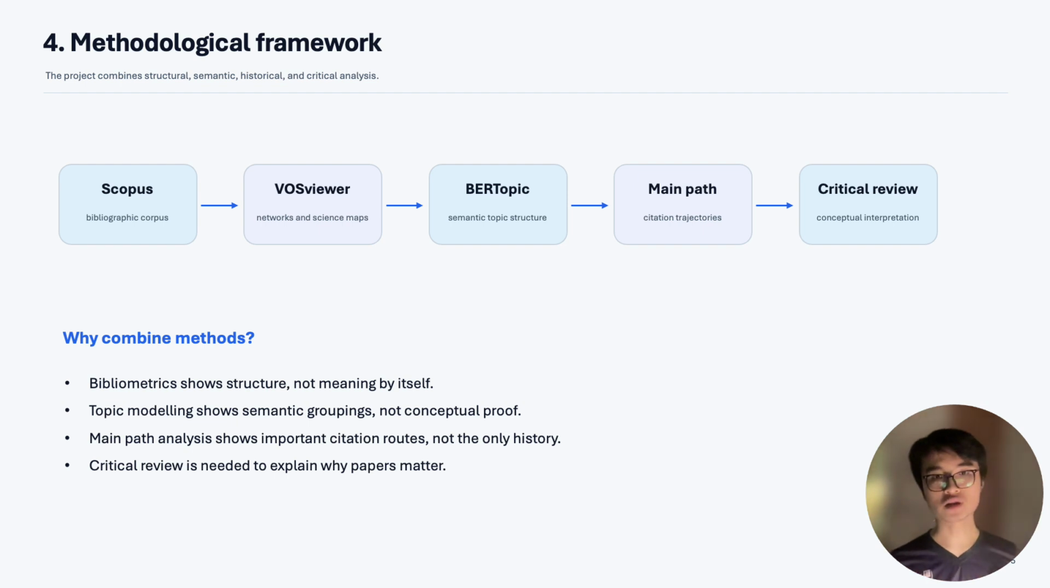Next is the methodology. The methodology was designed as a pipeline. Scopus defined the corpus, VOSviewer helped produce bibliometric networks, BERTopic identified semantic topic structures from titles, abstracts, and keywords. Main path analysis traced citation trajectories. And finally, critical review was needed because the tools do not explain the conceptual meaning of papers by themselves. This combination helped me avoid relying on just one method.